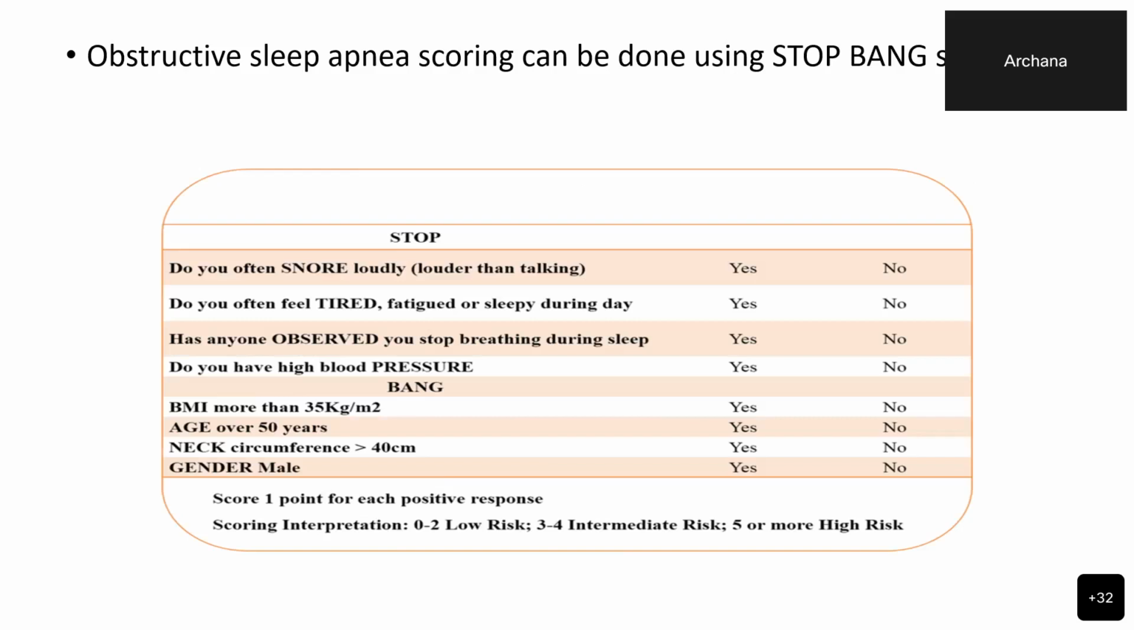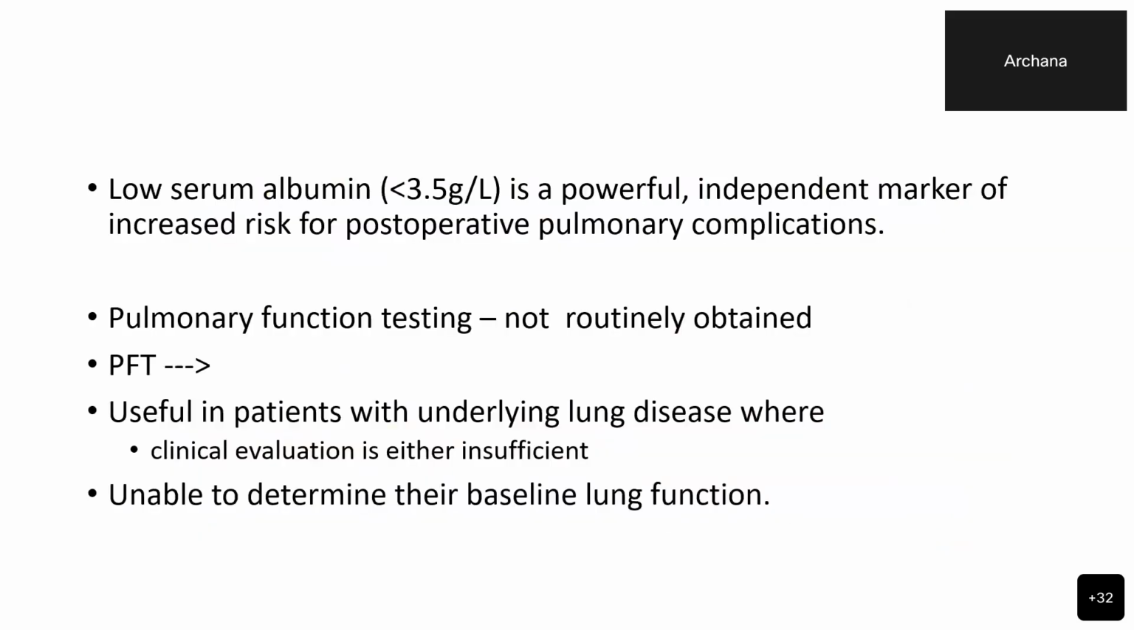This is just a classification score for obstructive sleep apnea. It's called the STOP-BANG score. STOP stands for snore, tired, observed, high blood pressure, and BANG includes BMI more than 35, age over 50, neck circumference more than 40, and male gender. Each point adds on to the score, and it classifies into low risk, intermediate risk, and high risk. Another thing is low serum albumin. It is a powerful independent marker of increased post-op pulmonary complications.